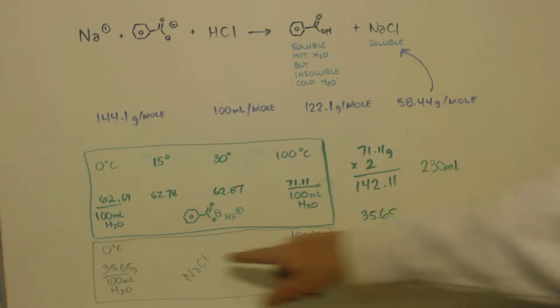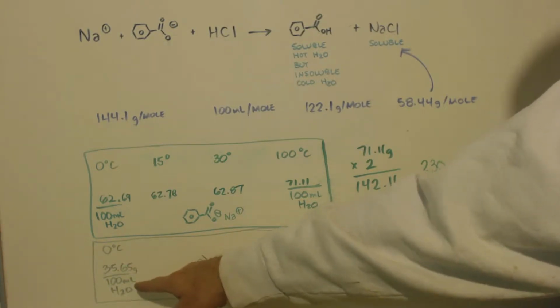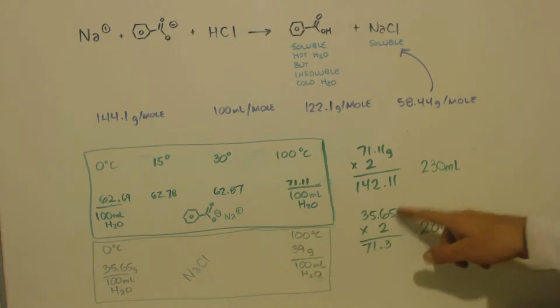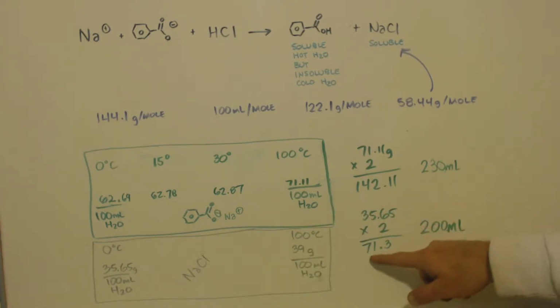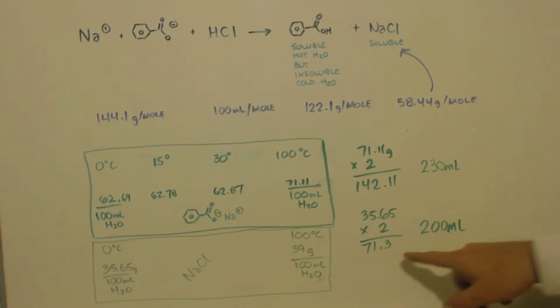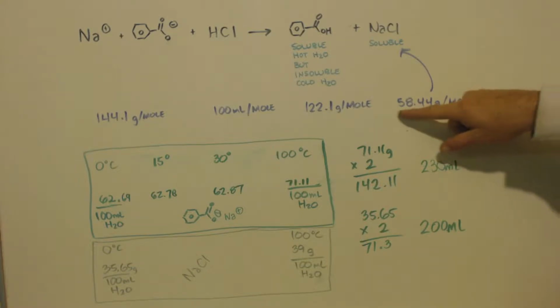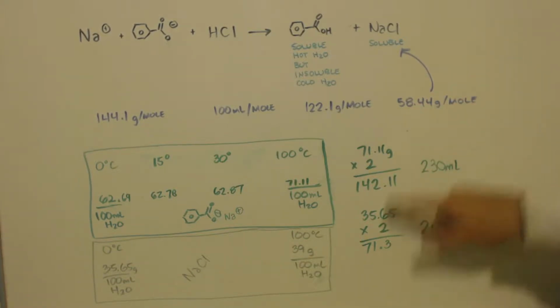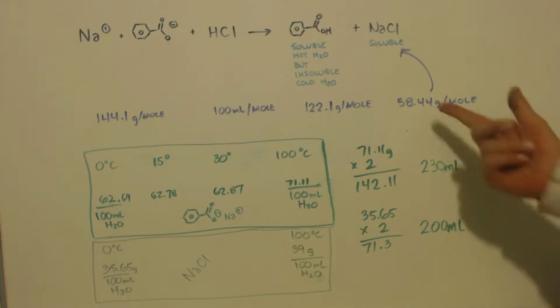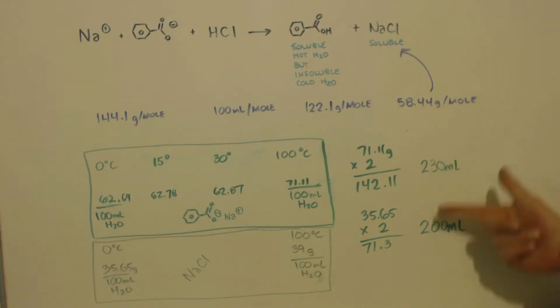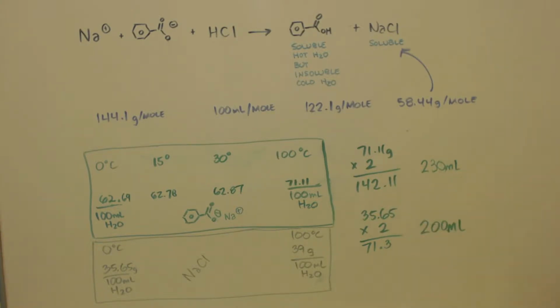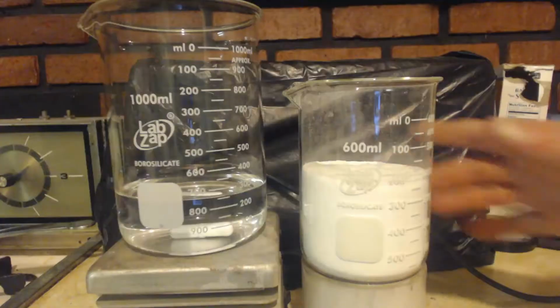We times that by 2 because that's how much goes into 100 milliliters of water. We have 200 milliliters, so we times by 2. We can get 71 grams of table salt into 200 milliliters of water. And we're only making 58, say 60 grams. So we're definitely good there. This should easily be able to go into 200, and plus we're going to put 250. So it's definitely no problem. That's why we came up with the solution, 250 milliliters.